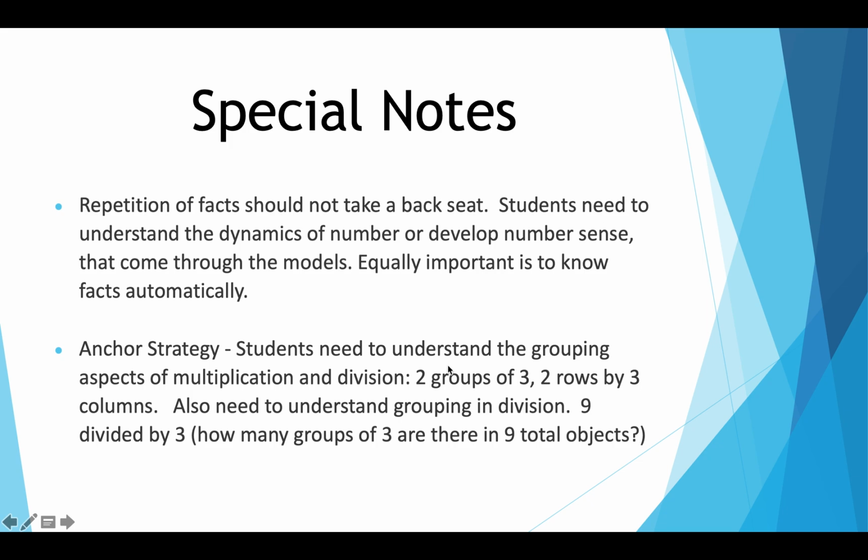The anchor strategy that I would use in this mission: students need to understand the grouping aspects of multiplication and division. So 2 groups of 3 is 6, 2 rows by 3 columns. They also need to understand grouping and division. 9 divided by 3 is the same as saying how many groups of 3 are there in 9 total objects. I think I emphasized this before, but to me the circling of equal groups is the best way to show the grouping aspect. So I would continue to revisit that with kids, make sure they understand that visual, conceptual aspect of multiplication and division, and they should be fine moving forward.